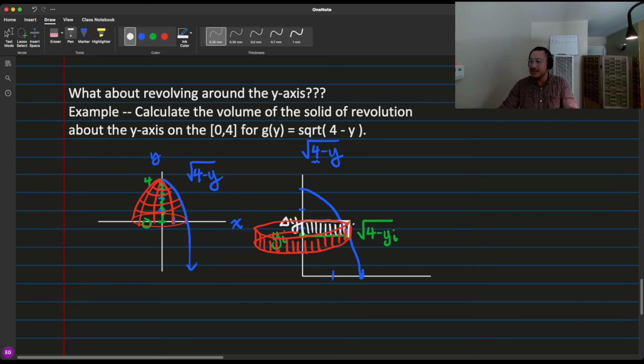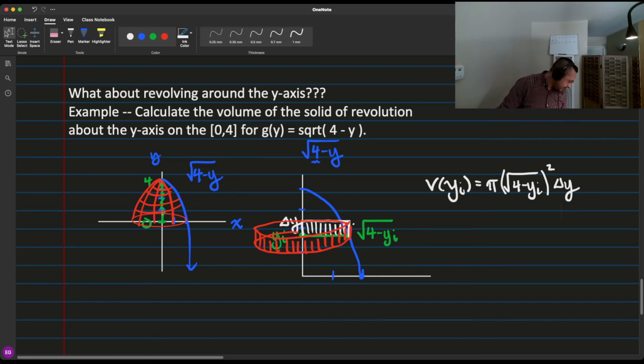So what's the volume of this? Your volume at yi is pi times square root of 4 minus yi, because that's your radius, and you have to square the radius, and then you extend it by delta y. This can be simplified because all this is positive, so the square root and the square cancel. So you get pi times (4 minus yi) delta y. That's the volume of one of those things.